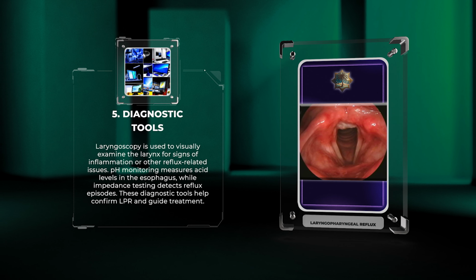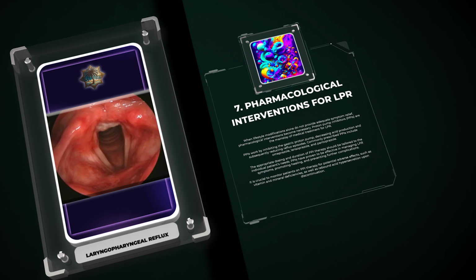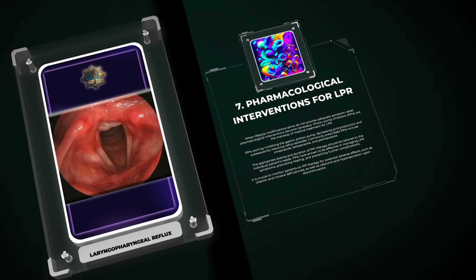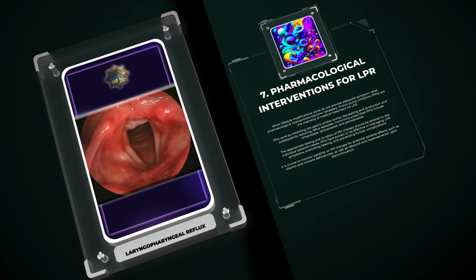Proton pump inhibitors, PPIs, are the mainstay of medical treatment for LPR. PPIs work by inhibiting the gastric proton pump, decreasing acid production and subsequently reducing reflux episodes. Commonly prescribed PPIs include omeprazole, lansoprazole, and pantoprazole. The appropriate dosing and duration of PPI therapy should be tailored to the individual patient's needs. PPIs have proven to be effective in managing LPR symptoms, promoting healing, and preventing further complications. It is crucial to monitor patients on PPI therapy for potential adverse effects, such as vitamin and mineral deficiencies, as well as rebound acid hypersecretion upon discontinuation.